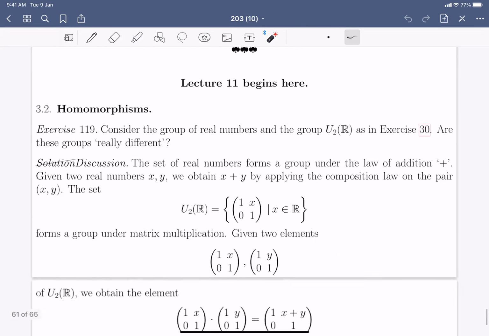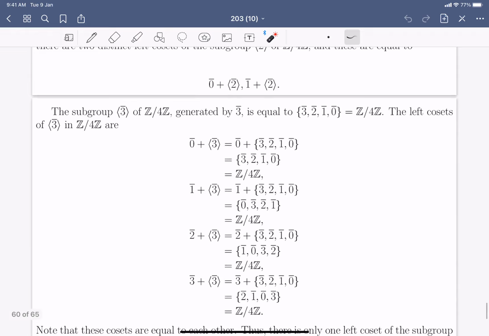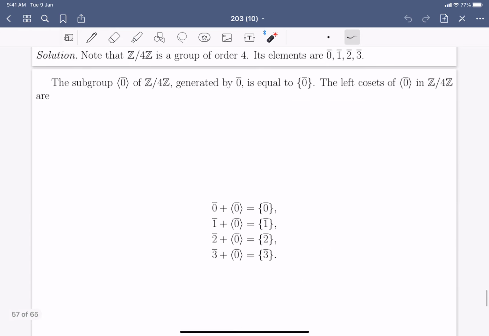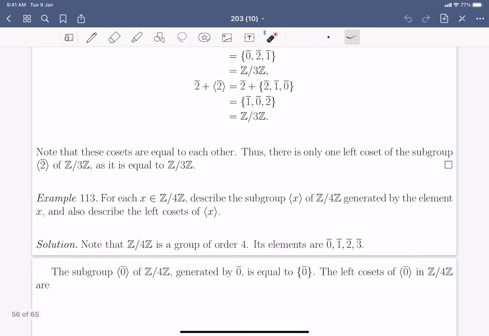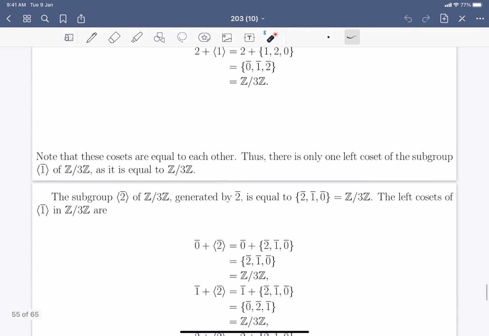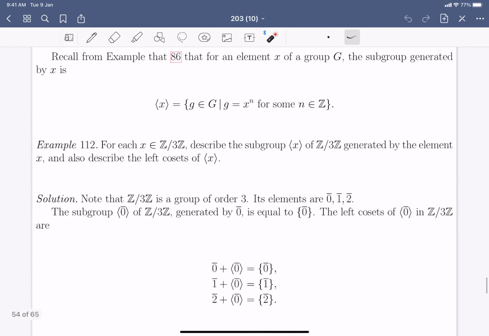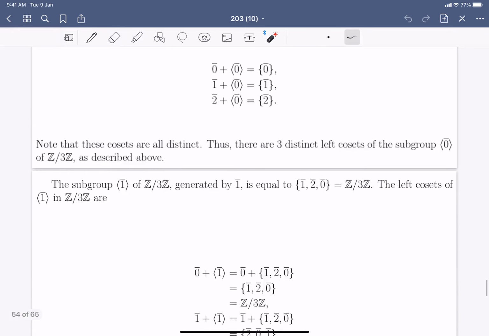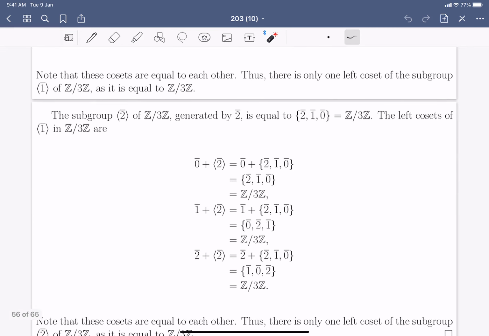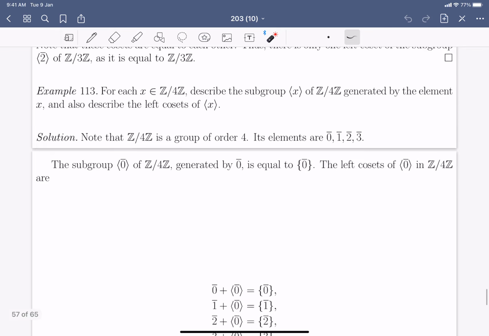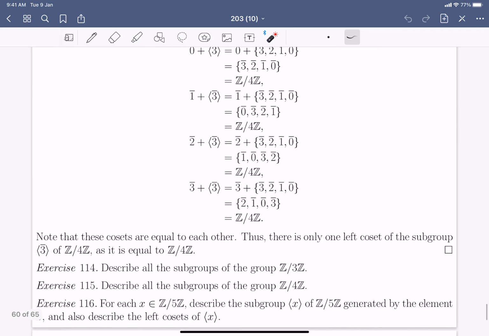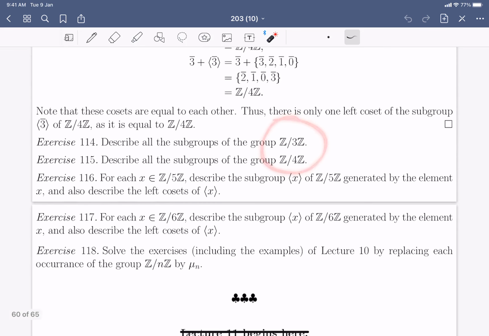Hello everyone. In the previous lecture, we just tried to work out a few examples. We tried to understand the group Z mod nZ for certain specific values of n. I think we started with Z mod 3Z, then we went on to the group Z mod 4Z, and I also gave a bunch of exercises for you to work on.